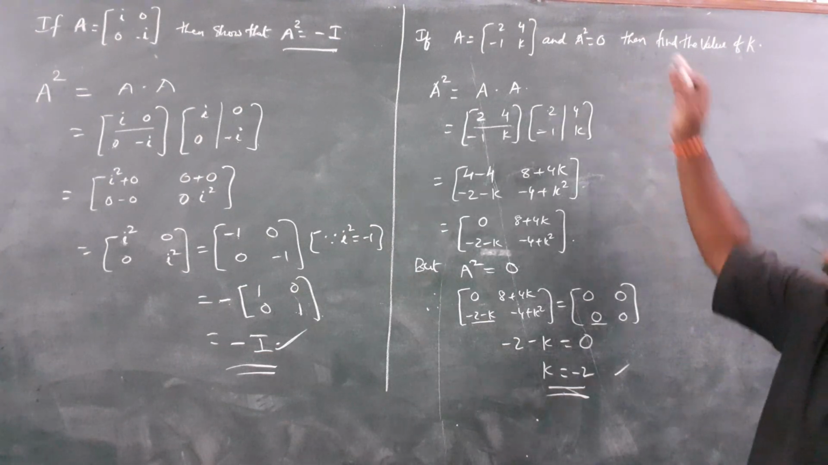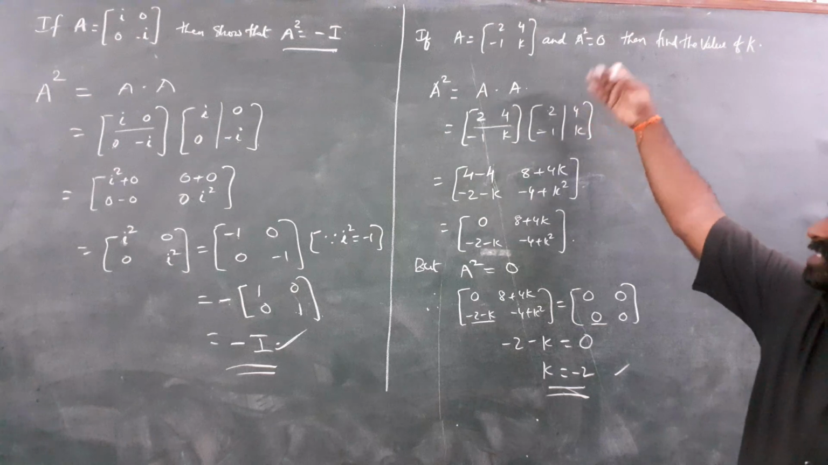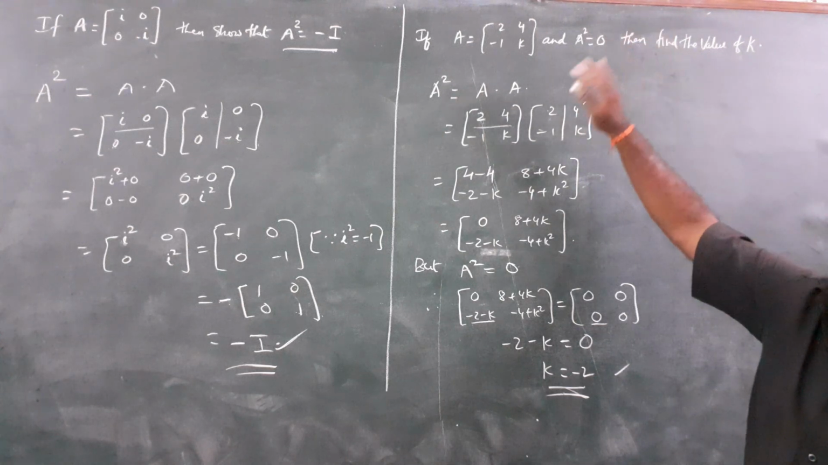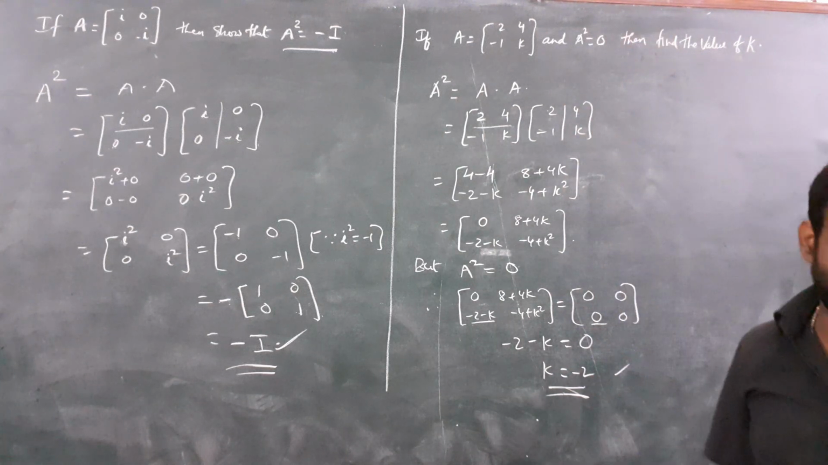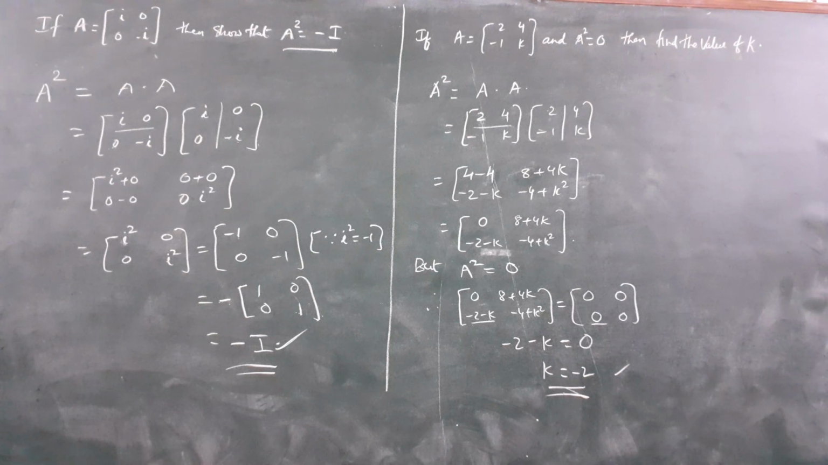So A square equal to 0. So multiplication of matrices and the equality of matrices rendu use chesavu the problem. Are you understand or not? Okay, very good. So these are the two problems important for 2 marks. So you have to note down.